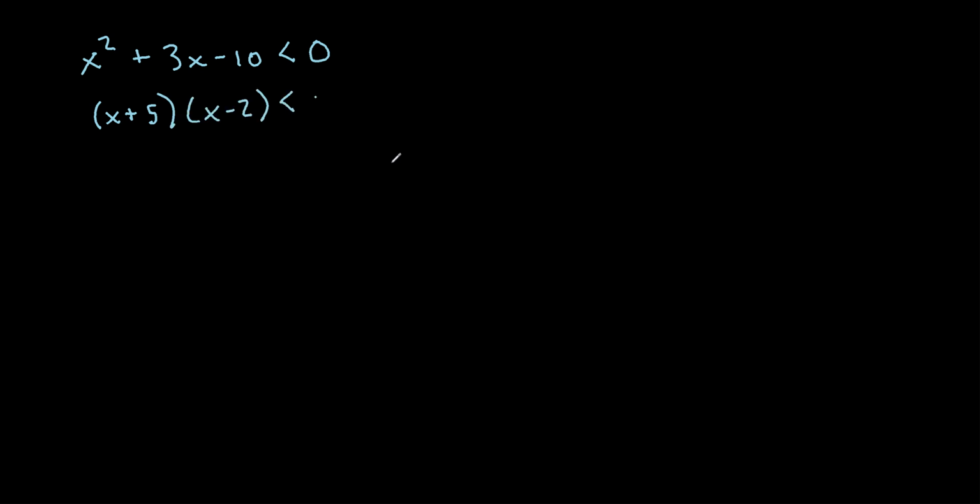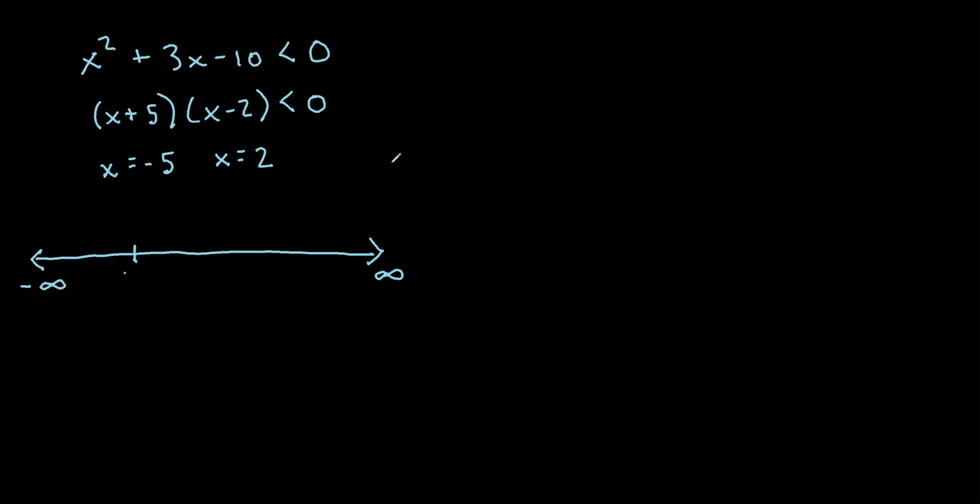So we can rewrite this as x plus 5 and x minus 2 is less than 0. So what values of x would make this equal to 0? Well, we can see that would be a negative 5 or a positive 2. So let's draw our number line once again. And we'll say this is extending towards positive infinity, and this side extends towards negative infinity. And we have a negative 5 somewhere over here, and a positive 2 somewhere over here.